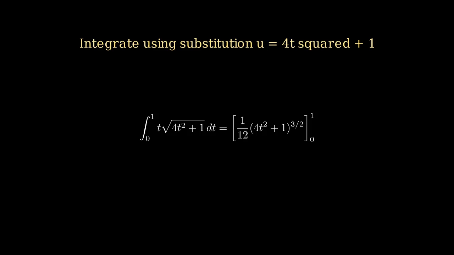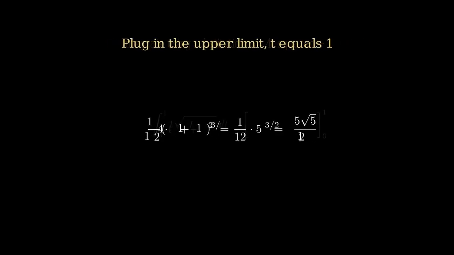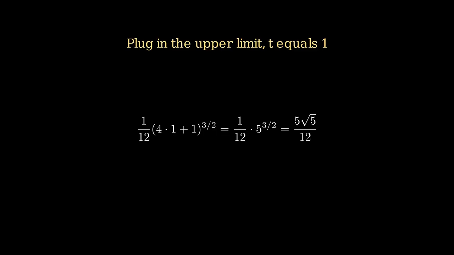the 3/2 power. Step 6. Plug in the upper limit, t equals 1. That gives 1/12 times the quantity 4 times 1 plus 1, which is 5, raised to the 3/2 power. This works out to 1/12 times 5 root 5, which is 5 root 5 divided by 12.